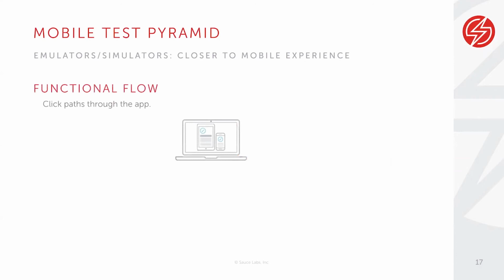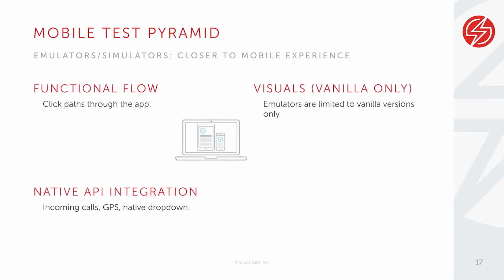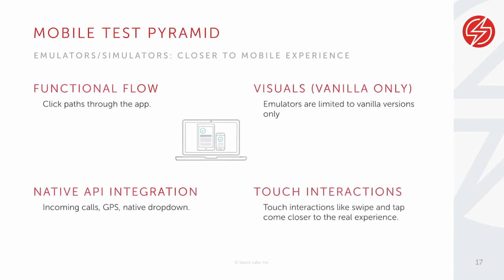But how should you use the emulators and simulators? You can first use them to walk through the app with the user flows. There you have the native integrations like the real OS drop-down, GPS, incoming calls, and so on.